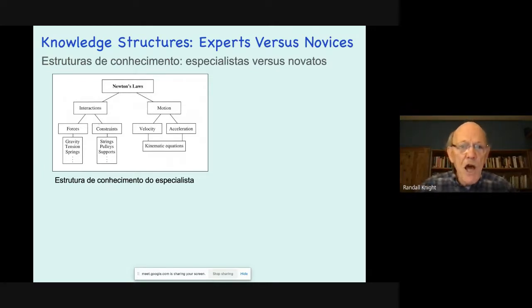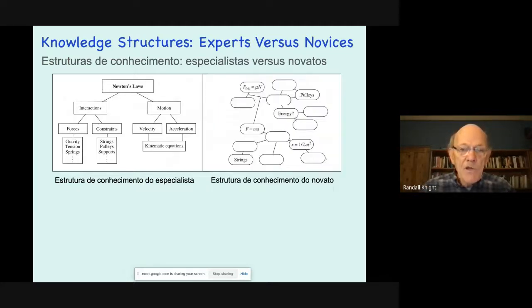But what happens when a novice reads the same problem? What kind of knowledge structure do they have? It's something more like this. It's just kind of random pieces of information with random connections. There's no overall organization. It's just things here and there they memorize.